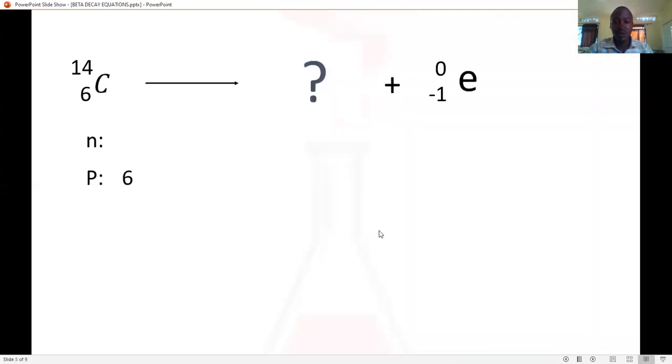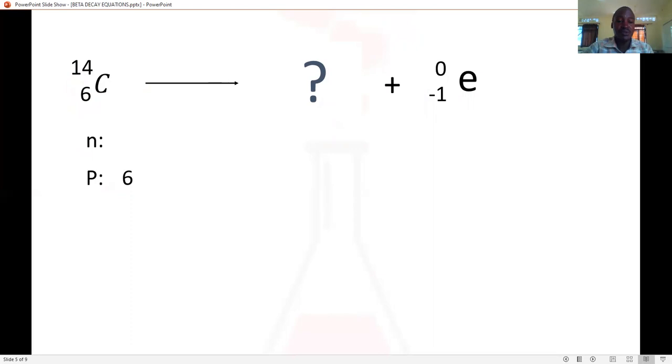So let's have a look at some common equations and how we can predict an element which will be formed as a result of beta decay. When you have a look at this equation, we have carbon 14 undergoing beta decay because we have a beta particle, which is our electron, being formed on the right-hand side of the arrow. So our main thing to do here is to identify which element will have been formed as a result of this beta decay. So at the start, we shall realize that we have 6 protons from this subscript here. Number 6 shows that we have 6 protons, the atomic number.